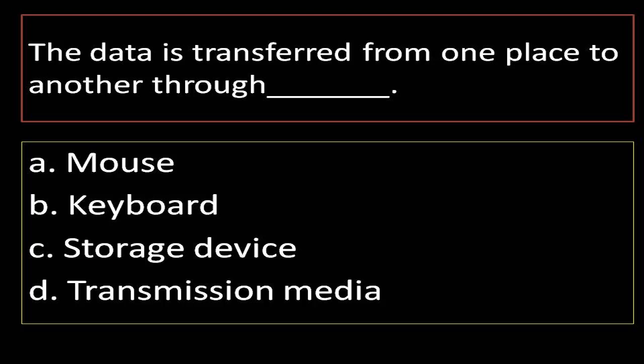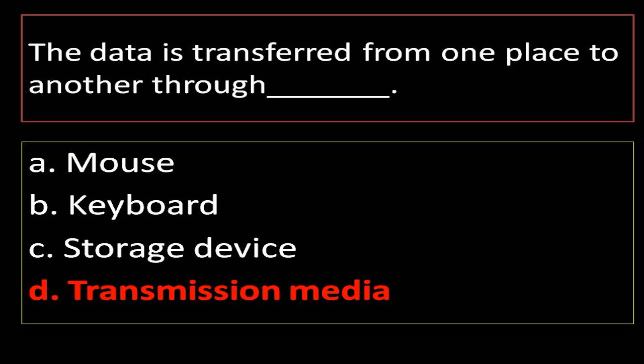The data is transferred from one place to another through dash. Option A mouse, option B keyboard, option C storage device, option D transmission media. And the right answer is option D transmission media.